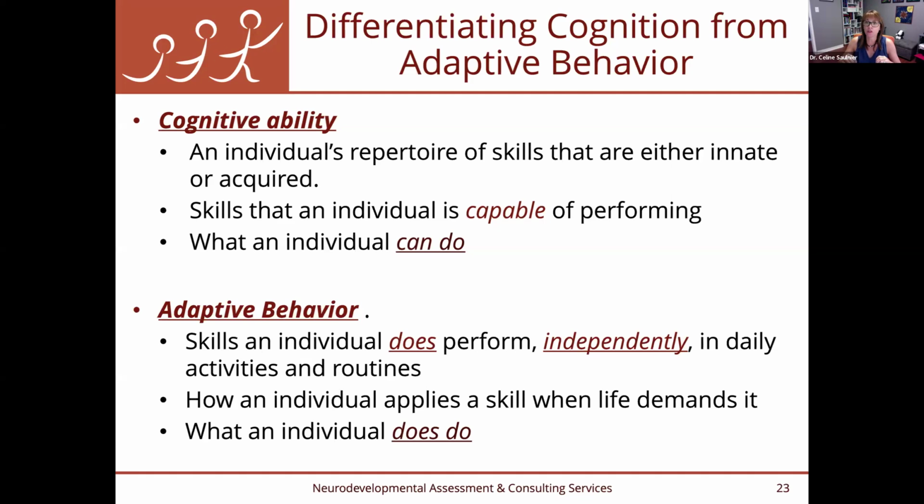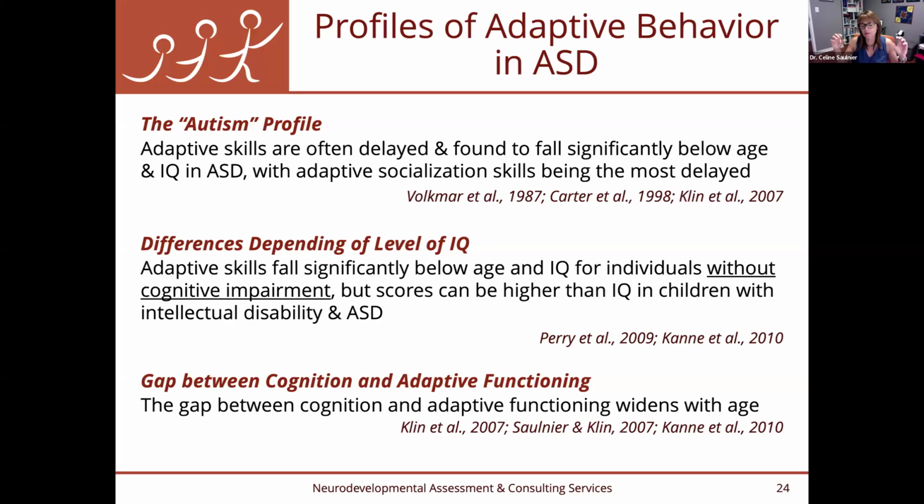Adaptive behavior will usually fall lower than chronological age and cognitive capacity for primarily individuals who have no cognitive or language impairment. When we're looking at individuals who have severe and profound intellectual disability and co-occurring autism, those individuals' adaptive skills are still delayed for their chronological age, but they're usually on par with or better than their mental age.